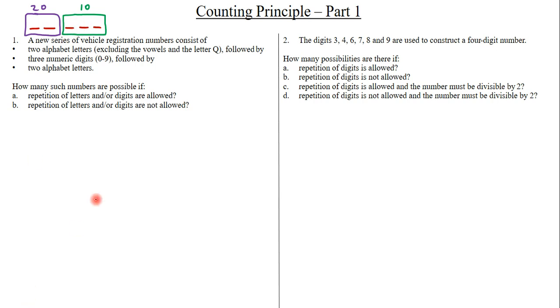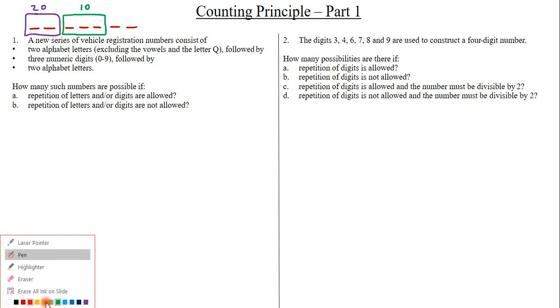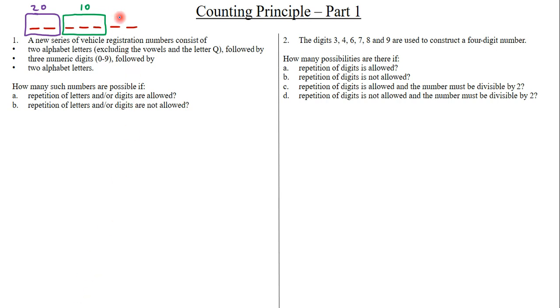Now let's look at the last part. It says we must have two alphabet letters. Notice there was no restriction on those letters, it just said two alphabet letters. So it means within those two spaces, we have 26 alphabet letters to put in as options. This gives you a framework of what is happening in the instructions, which will help you understand what to do when answering this first question.